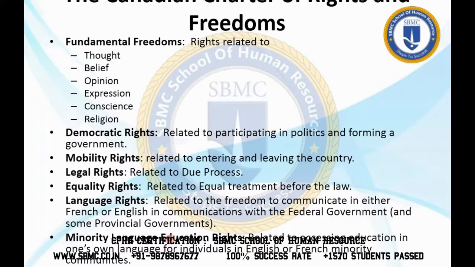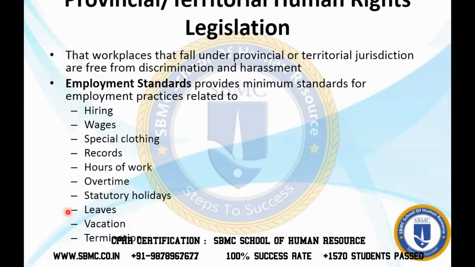Minority language and education rights are related to accessing education in their own language for the English or French minority. So these are the rights you need to understand. Then provincial and territorial human rights legislation. That says that workplaces that fall under provincial and territorial jurisdiction must be free from discrimination and harassment. So it's human rights legislation which says the workplace must be free from discrimination and harassment. And employment standards say that there are certain standards in terms of hiring, wages, special clothing, records, hours of work, overtime, statutory leave, vacation, and termination. That is what is related and given in the employment standards.